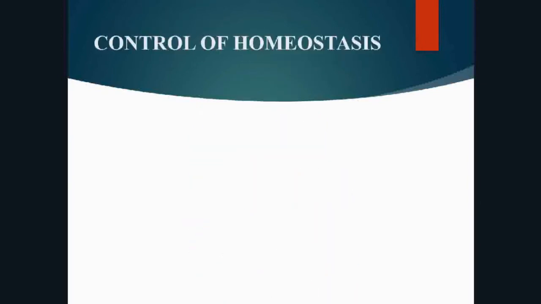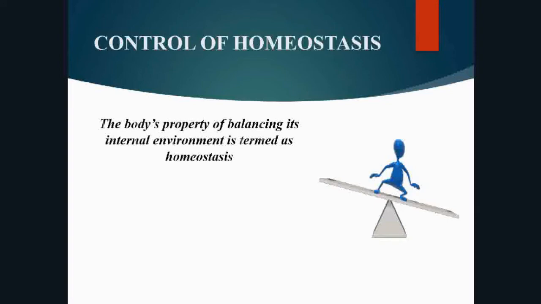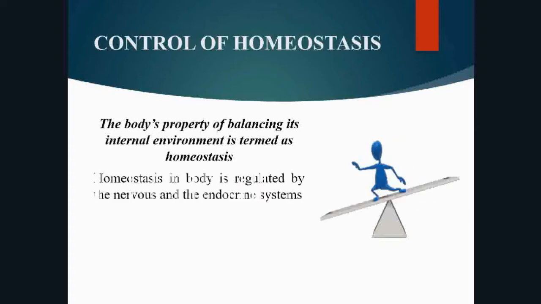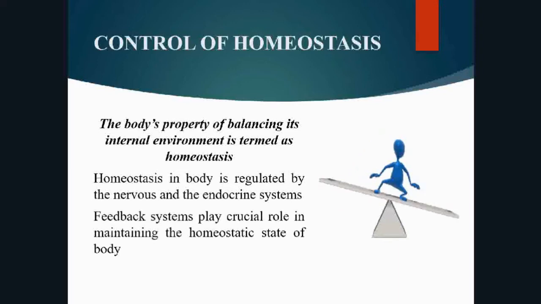Now, first of all, what controls homeostasis? We know that homeostasis is the body's property to keep its internal environment in a balanced state. For a detailed introduction of homeostasis, you can check out the video that pops up on the top right of the screen. The body has the nervous and the endocrine systems that basically regulate all body activities and control homeostasis by employing certain feedback mechanisms. If any disruption occurs in the working of these feedback systems, it can lead to fatal consequences.